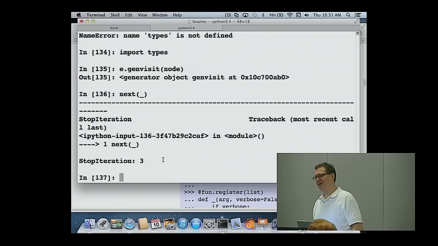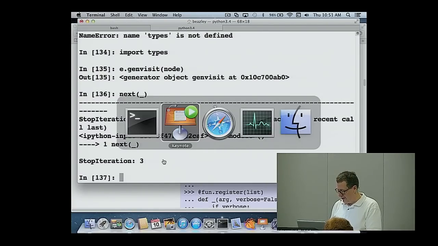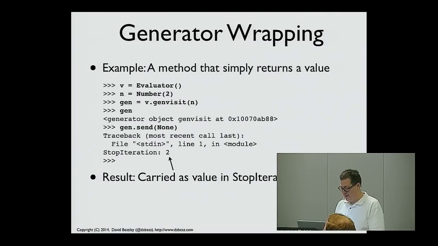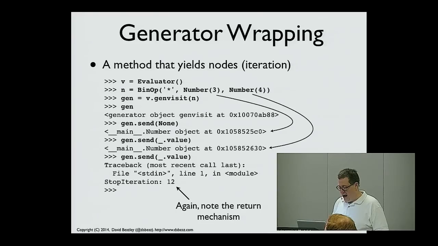Still with me on that? Now, for the more complicated things, let's go back to the slides here. Okay, so the first part of this is if you just have a method that returns a simple value, it's going to pop out using stop iteration like that. If you have something slightly more complicated, like this bin op thing, what is going to happen there is something a little bit more interesting.